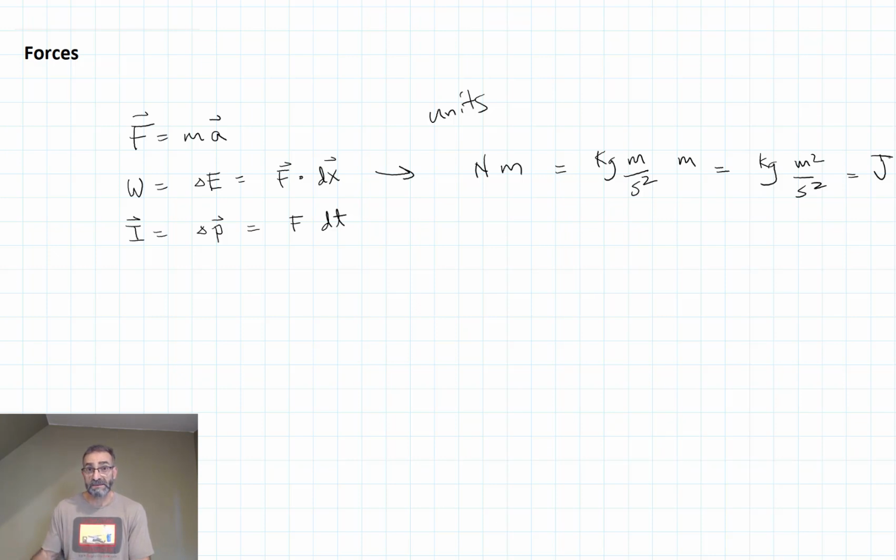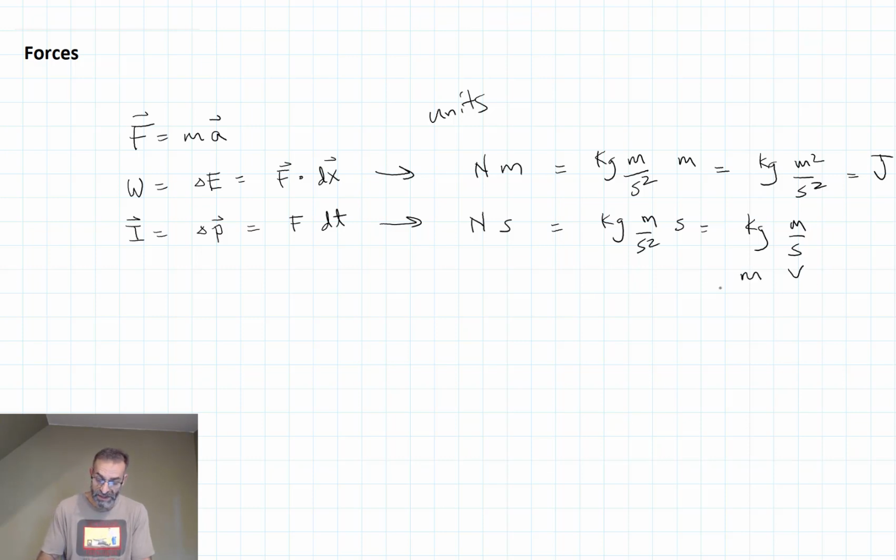The units are joules. For momentum, we've got force times time. We've got newton seconds. And what is a newton? A newton is a kilogram meter per second squared. When we multiply by seconds, it cancels one of them, and we get kilogram meters per second. We get mass times velocity, which is correct for momentum.